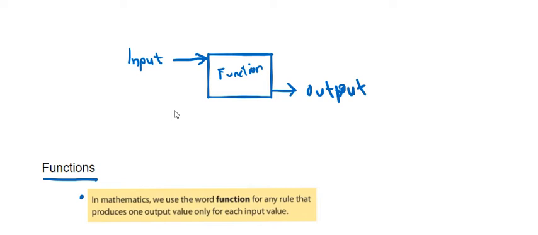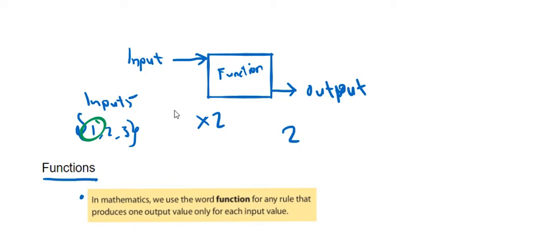So I'll give you a real basic function, alright? A basic function would be to times by 2, okay? So if I was to take the input then, just say my inputs were 1, 2 and 3. So they're my inputs. If I'm putting them into the box of multiplying by 2, if I take the 1 and I multiply it by 2, then my output for 1 would be 2, because 1 multiplied by 2 is 2.